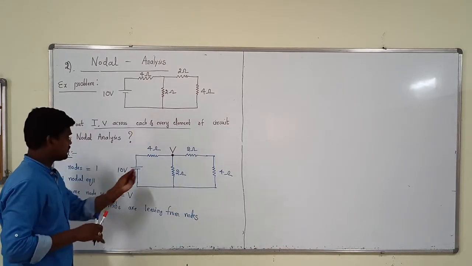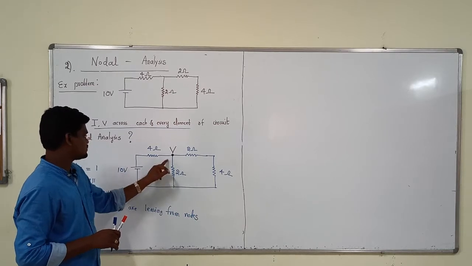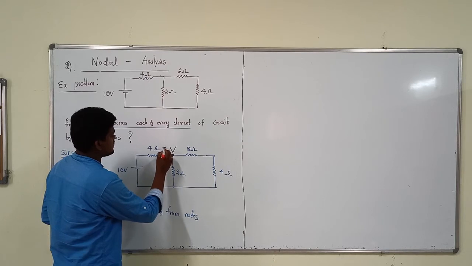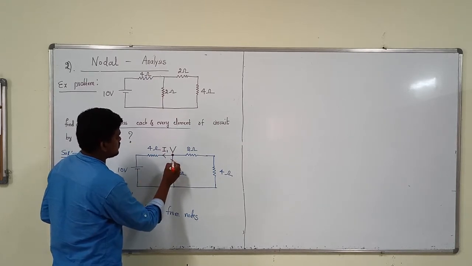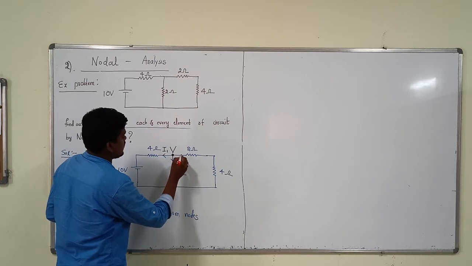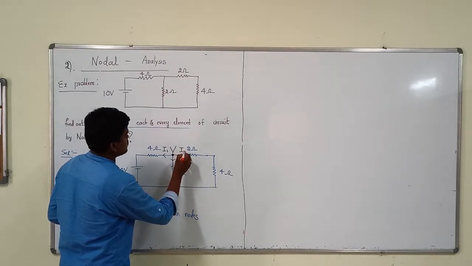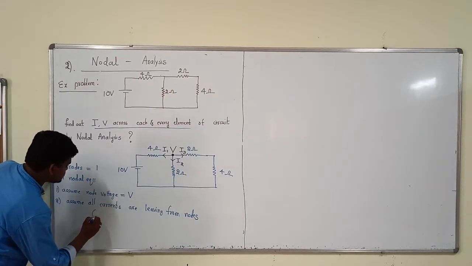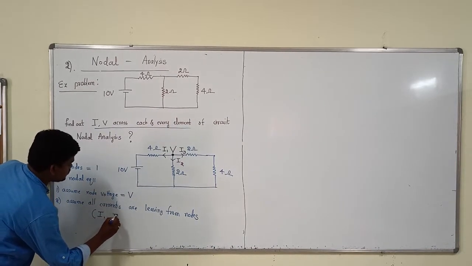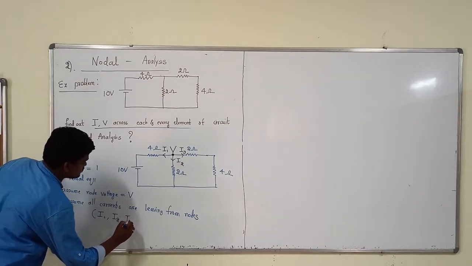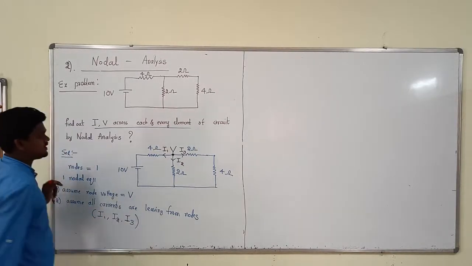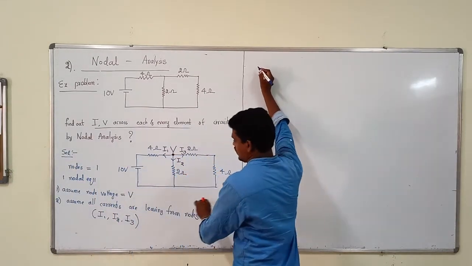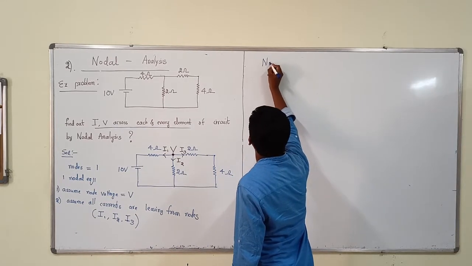So I am assuming that from the node we have this one branch, this one branch, this one branch. So I assume that we have three currents: this I1 current is leaving from the node, this I2 current is leaving from the node, and this I3 current is leaving from the node. This is the assumption only. So all currents means we have three currents, I1, I2 and I3. Now you have to write the nodal equation.